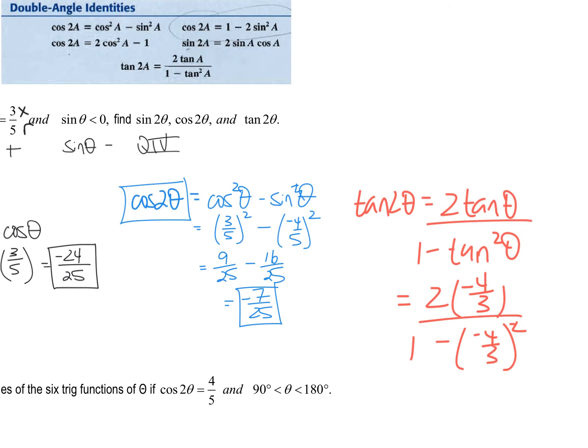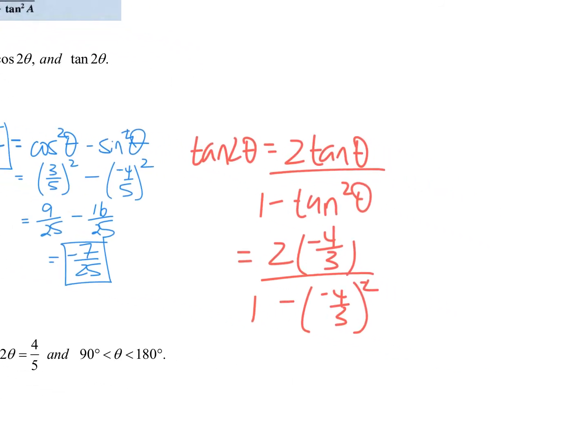Okay, so now I just need to clean this up a little bit. What you could do again is put this 2 over 1 and you're just multiplying straight across, so we get negative 8 over 3 on the top. And the denominator is going to be 1 minus 16 over 9. So I'm going to change this to 9 over 9 instead of whole number 1. And that gives me negative 7 over 9.